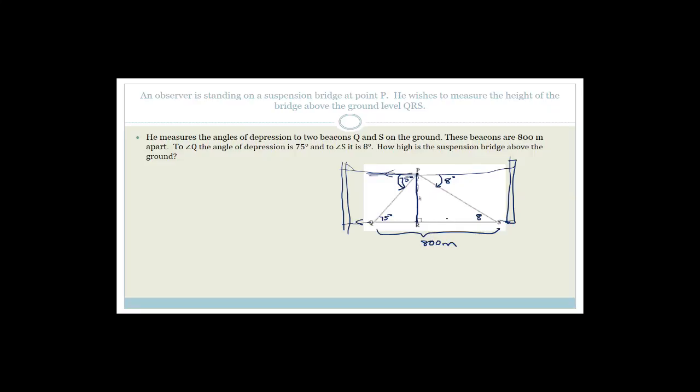Now, if that's the case, we've got that this is 75 and this is 8. Do you agree we can get that angle there? Okay, do you agree? Because all three angles have to add up to 180 degrees. So therefore, we can say that angle QPS is equal to 180 degrees minus 75 plus 8, which equals 180 degrees minus, what is 75 plus 8?